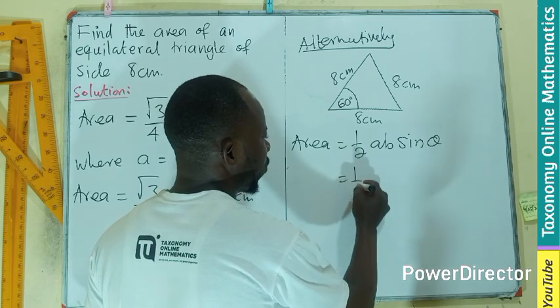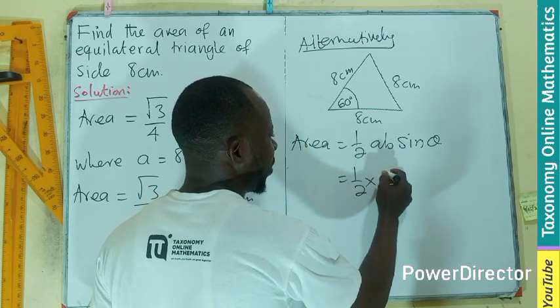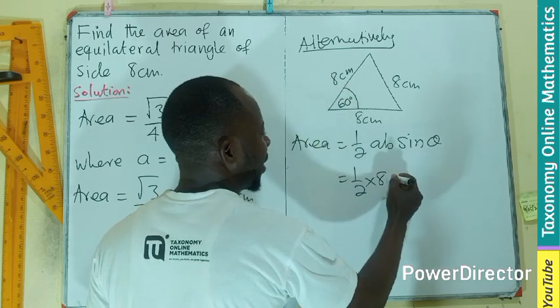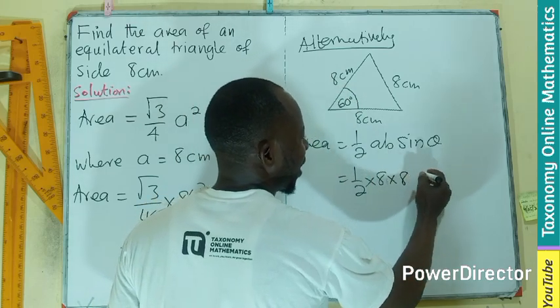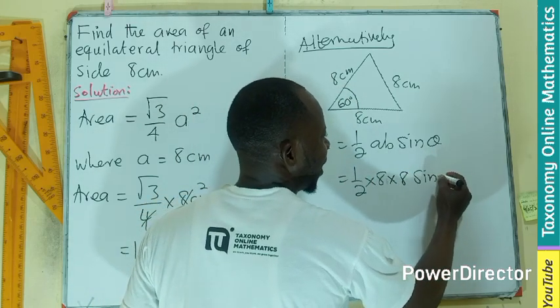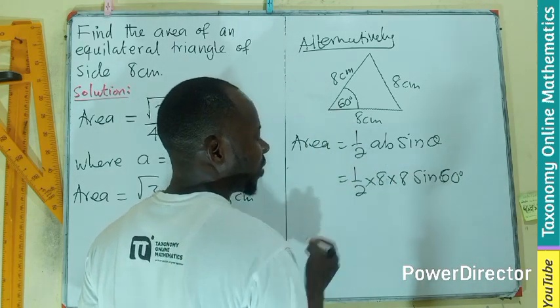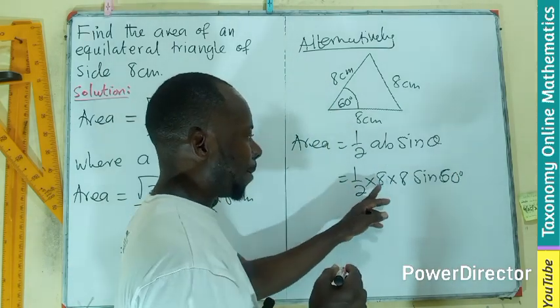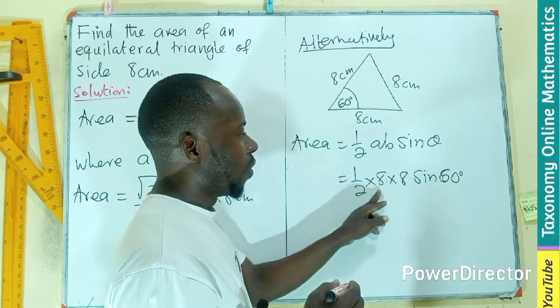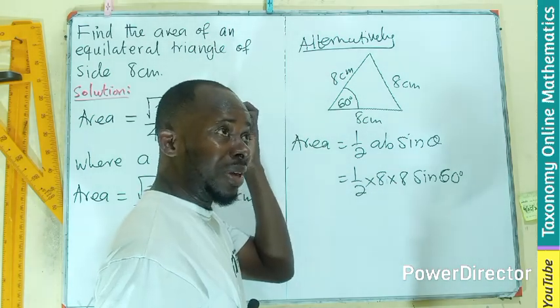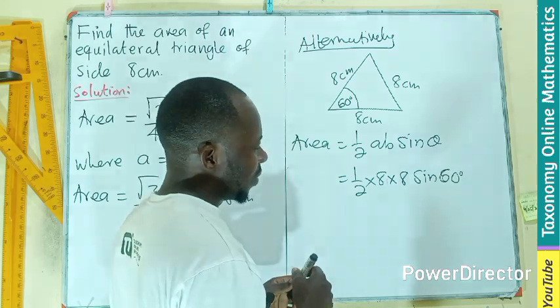So this becomes 1 over 2 times A, which is 8 centimeters. Let me just use the 8. Then B is also 8 centimeters. Then the sine of the angle, which is 60 degrees. Half of 8 will be 4. 4 times 8, that will be 32, right?